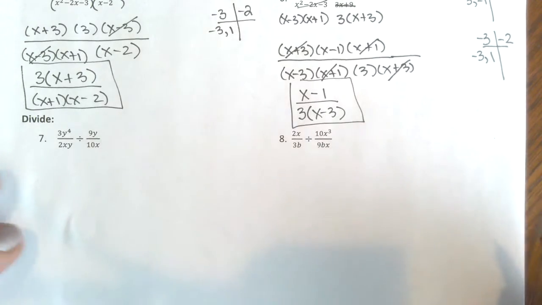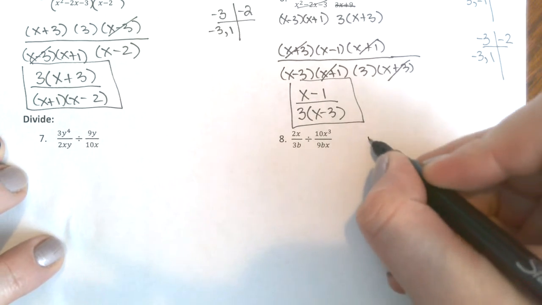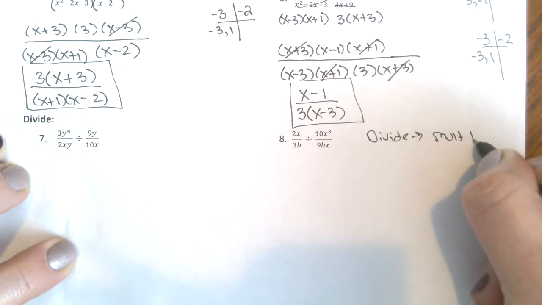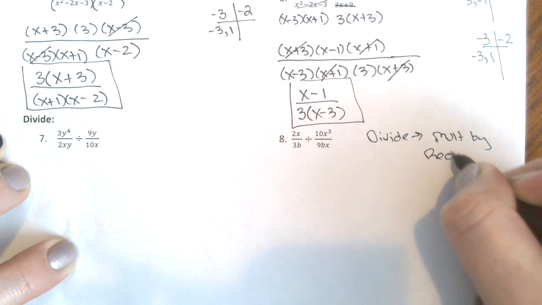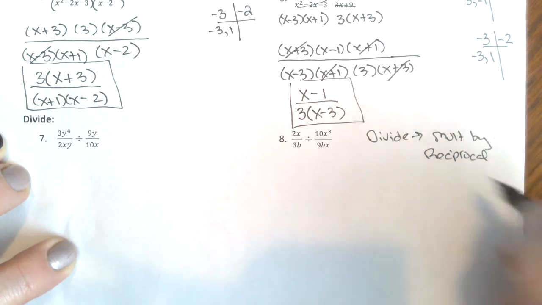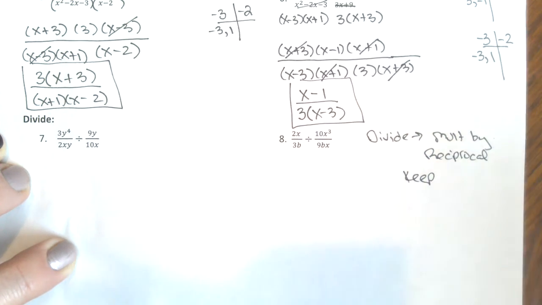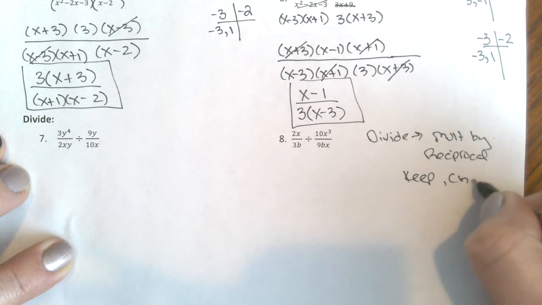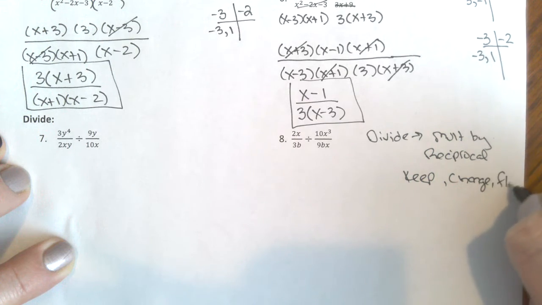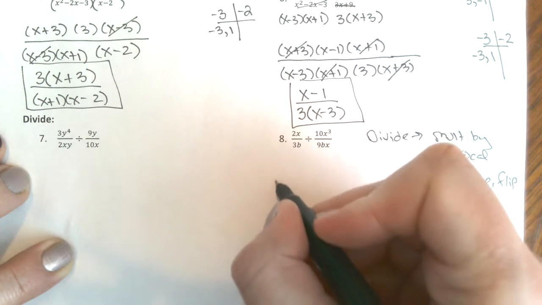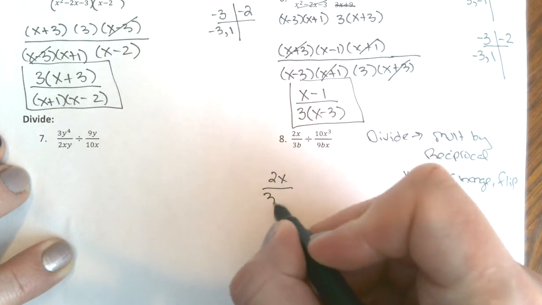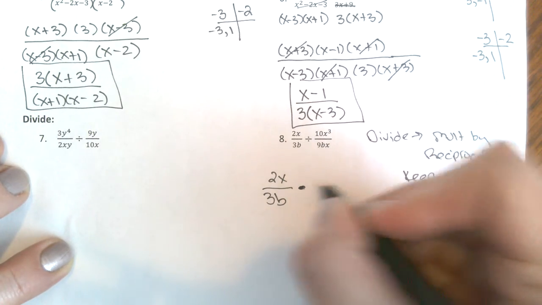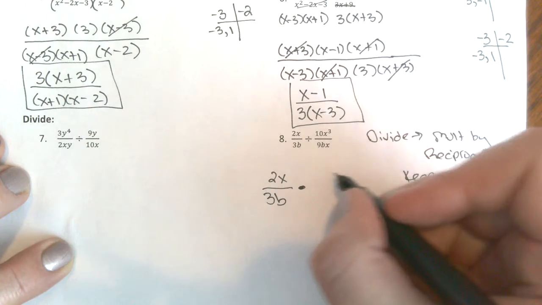I'm going to do number 8 next. Remember, when you divide, you multiply by the reciprocal. And our little 5th grade versions of ourselves said keep, change, flip. So I have my 2x over 3b, that's my keep. Change that multiply, or divide to multiply, and flip.